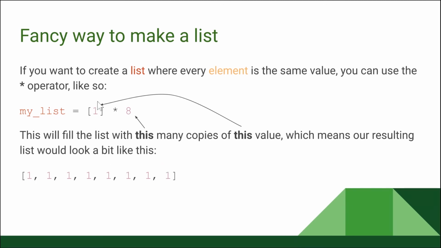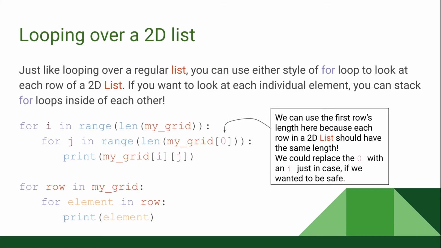So if we append this operation in a loop, we can make rows that way and then pre-fill our list, our 2D list, to be the size that we want just that way. All right, so if we want to loop over a 2D list, it's almost identical to looping over a regular list. You can use either style of for loop to look at each row, and then when you're inside of that for loop, you can look at each element within that row with a second for loop.